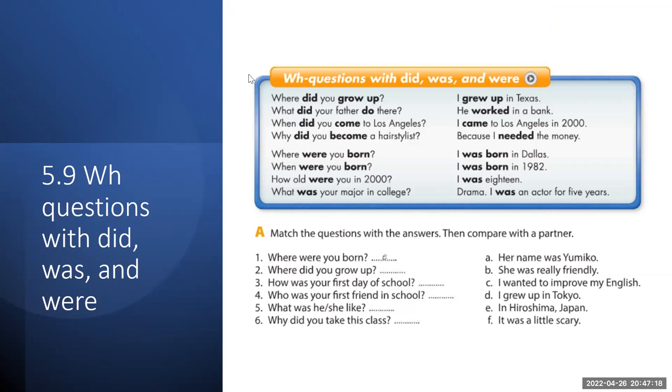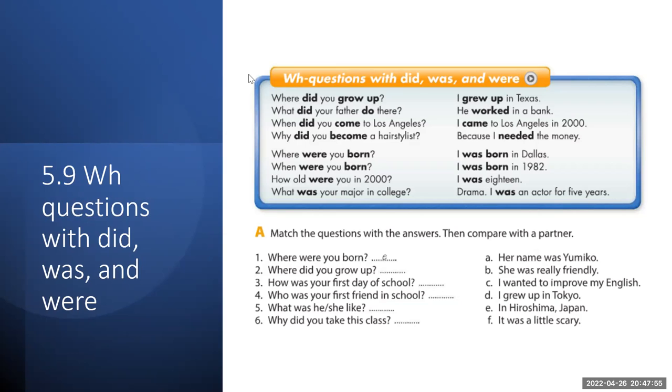Letter F. It was a little scary. Correct. Number four. E. Number four. Who was your first friend in school? Her name was Yumiko.